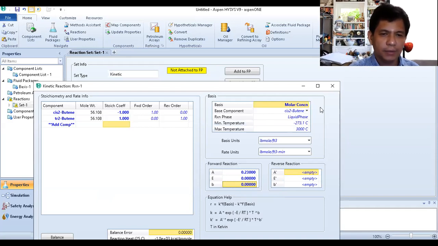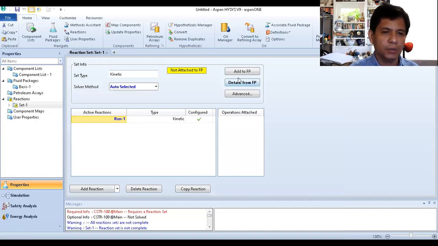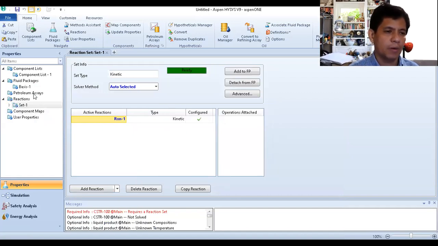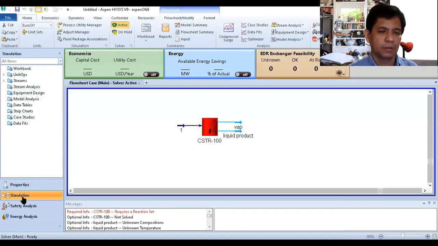And then you close this one. Tapos, all you need to do is add this to the fluid package, yung reaction 1. So, just add this to FP. Tapos, add set to fluid package. And then, kita nyo, mawawala na dito yung exclamation point. So, nag-converge na siya. Or okay na siya. And then, you can go to simulation.